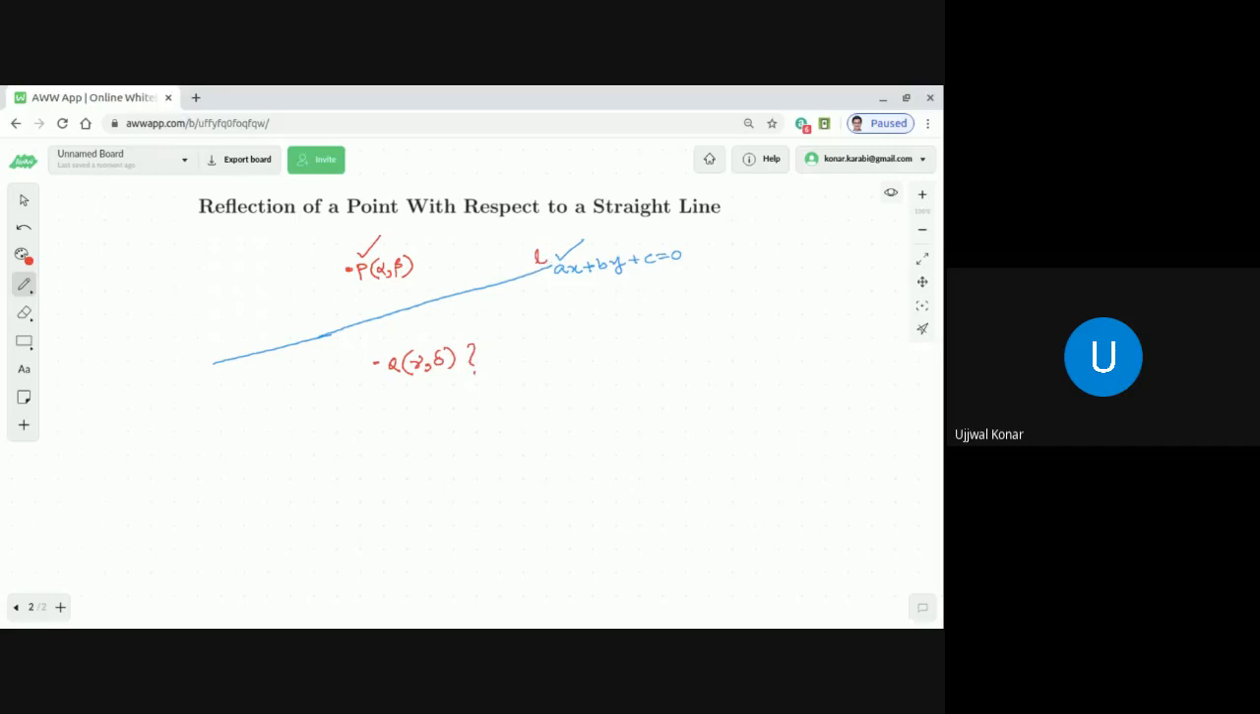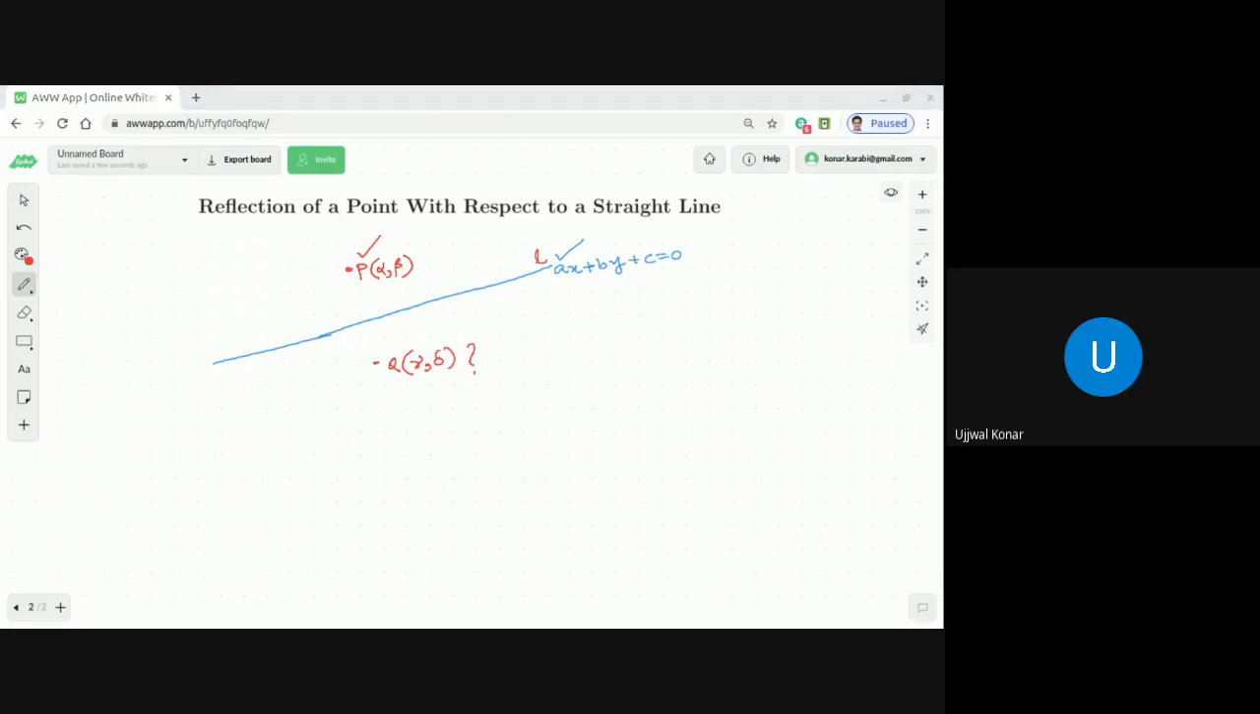So there is a point P and there is a straight line L. You can move both the objects, P and L, at the same time. Or you can move P and keep L fixed. Or you can move L and keep P fixed. But in all these cases, dear students, you will see that the coordinates of Q will change. So how efficiently can we find the coordinates of Q, that is gamma comma delta?